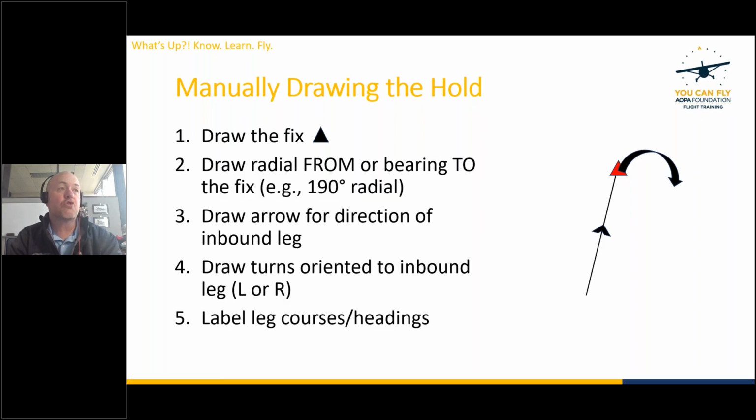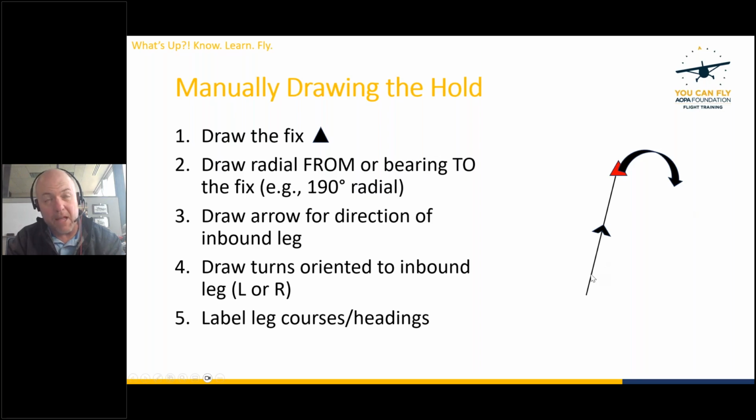Then the next part I do is draw an arrow for the direction of the inbound leg I already mentioned, then draw my turn. The reason we draw this arrow is so that I know that as I go inbound, which way I should be turning. In this case, it's going to be a right-hand turn. So I make a right turn.